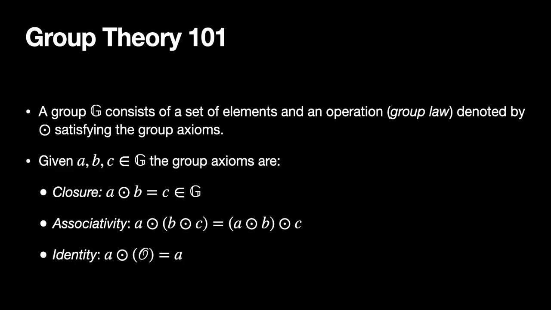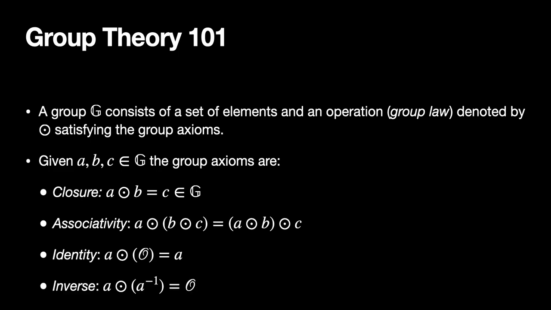Identity. There's a special element that when I apply the group law to it and another element of the group, I always get back the element of the group A as the result. And we indicate the identity element using, for elliptic curves, this curly O. So for groups where multiplication is the group law, the identity element would be 1, for example. So 2 times 1 is 2.